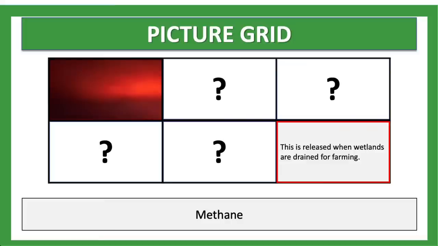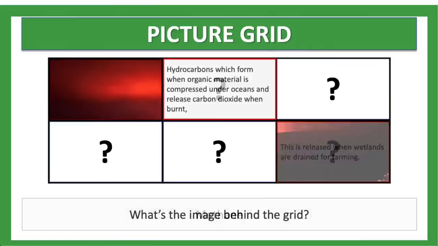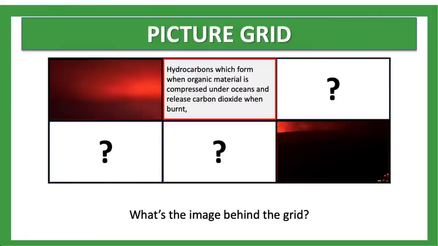Let's see. Brilliant, yes. So some of you were popping down carbon. When we've got the wetlands being drained for farming, this is methane being released. And methane obviously has carbon in it. But one of the things about methane is it is a particularly powerful greenhouse gas. So even small quantities of it can have quite a major effect. Okay, so let's see the next reveal and the next question.